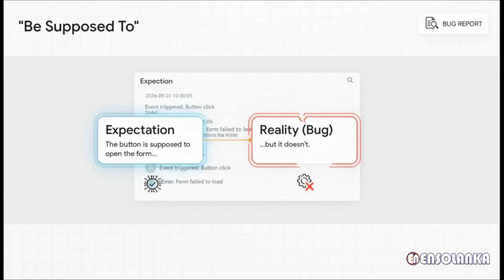And finally, here is one of the most useful phrases for any developer or QA tester. Be supposed to. This is the absolute perfect way to describe expected behavior in a bug report. You state what should happen, the button is supposed to open the form, and then you contrast it with what actually happens. But it doesn't. It's just so clear, professional, and gets right to the heart of the problem.